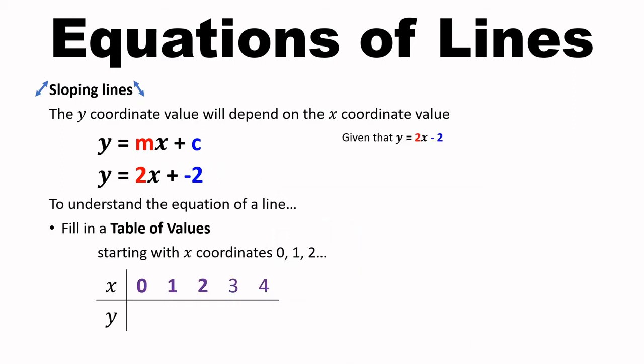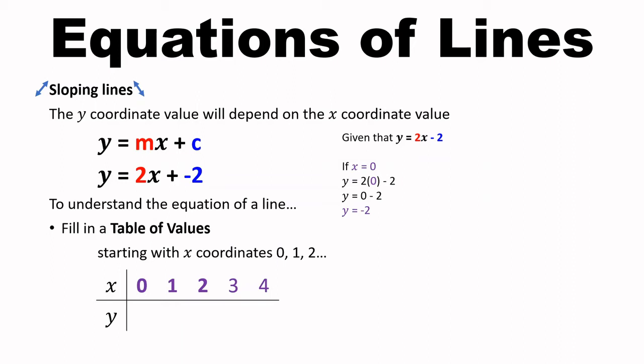So given that the equation of the line is y equals 2x minus 2, if we're trying to find the y value, which depends on what the x value is, if x is equal to 0, as it is for my first coordinate in my table of values, y would be equal to 2 times 0 minus 2, just substituting the x value into the formula. So that would mean y is equal to 2 times 0 is 0, minus 2, which means y is equal to 0 minus 2, which is negative 2.